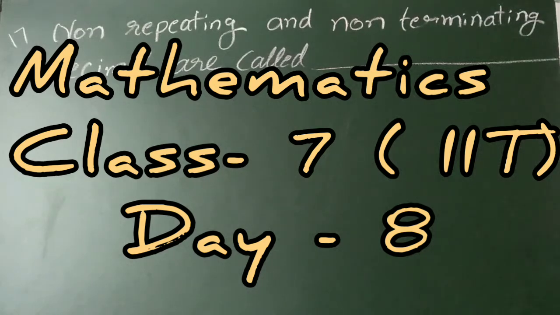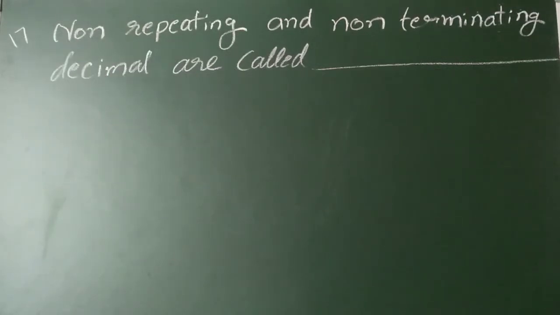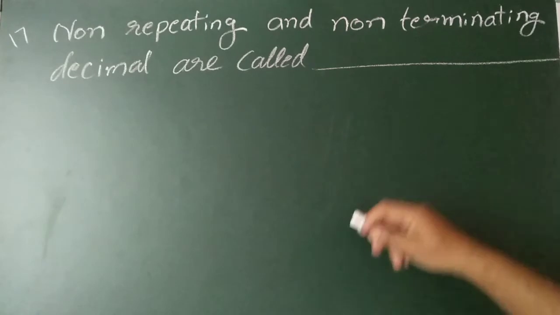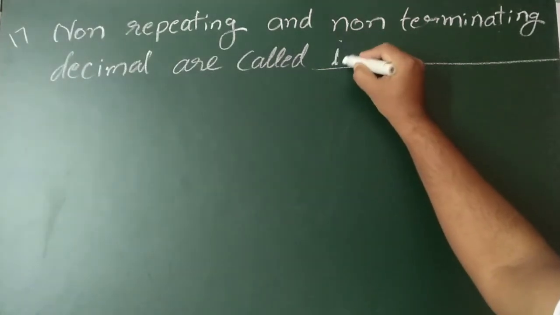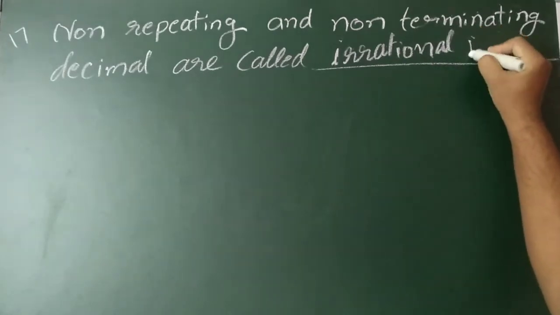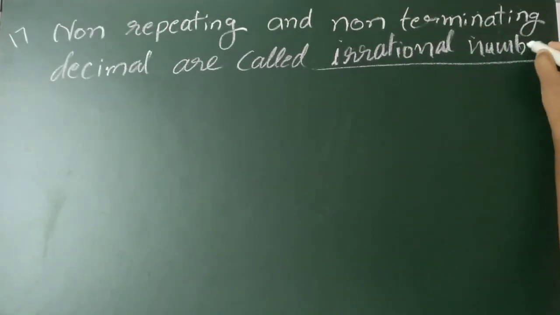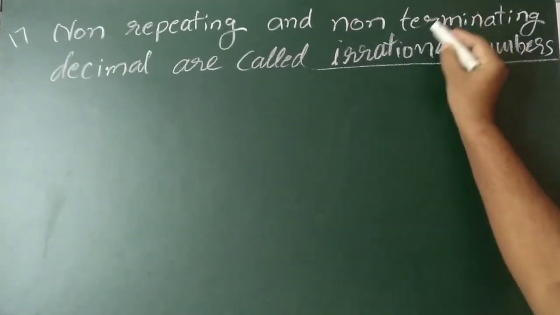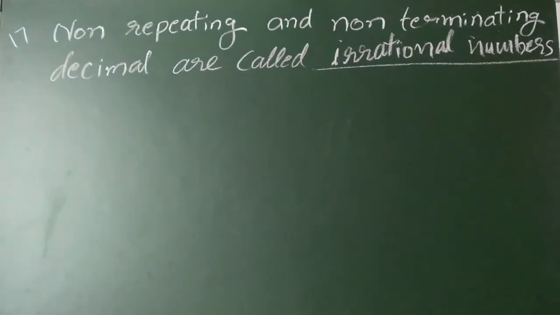17th question: non-repeating and non-terminating decimals are called irrational numbers.